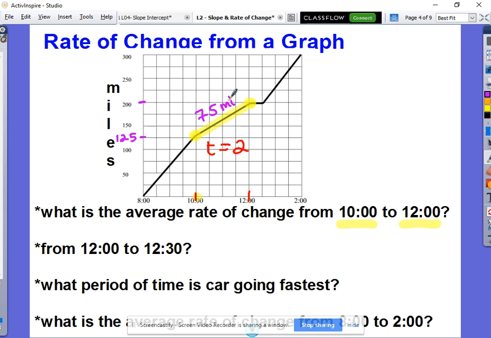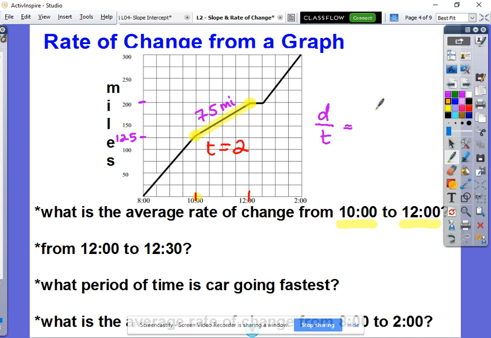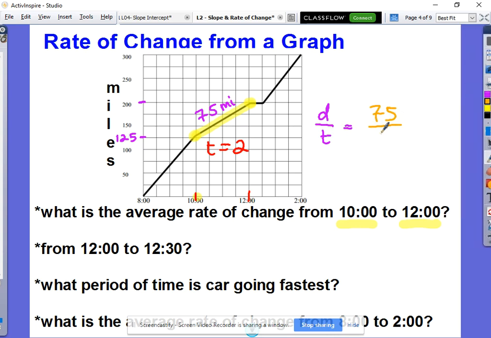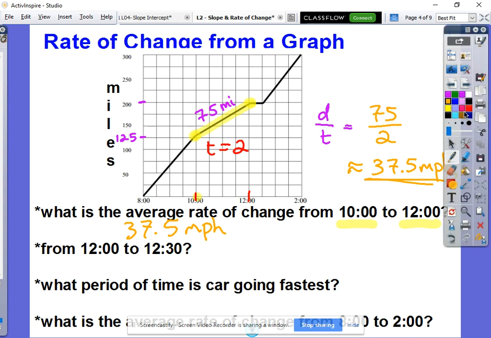So to find our rate of change, once again, to find our slope, we take our distance divided by our time. That's 75 divided by 2, which gives you approximately 37.5 miles per hour. So that was our rate of change between 10 a.m. and 12 p.m. 37.5 miles per hour. What about from 12 to 12:30?